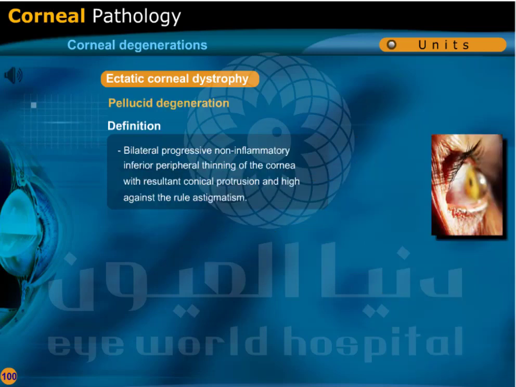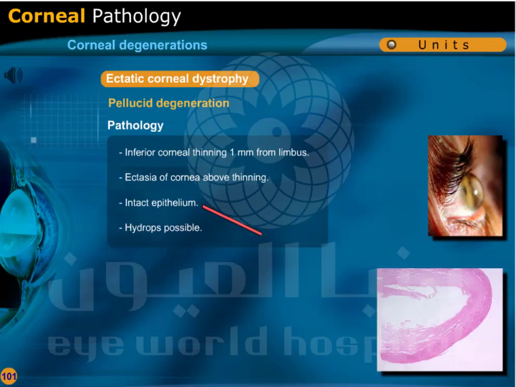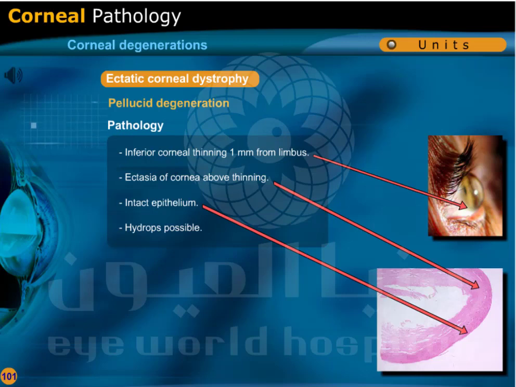Pellucid degeneration. This is a bilateral, progressive, non-inflammatory, inferior peripheral thinning of the cornea with resultant conical protrusion and high against the rule astigmatism. There is inferior corneal thinning 1 mm from the limbus, ectasia of cornea above thinning, intact epithelium, and hydrops is possible.